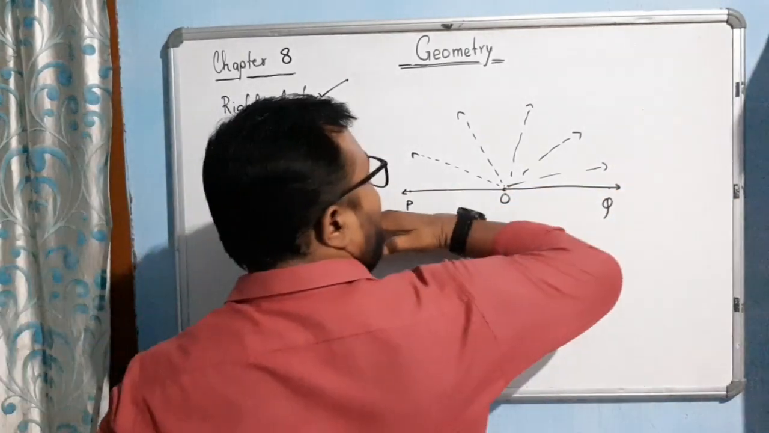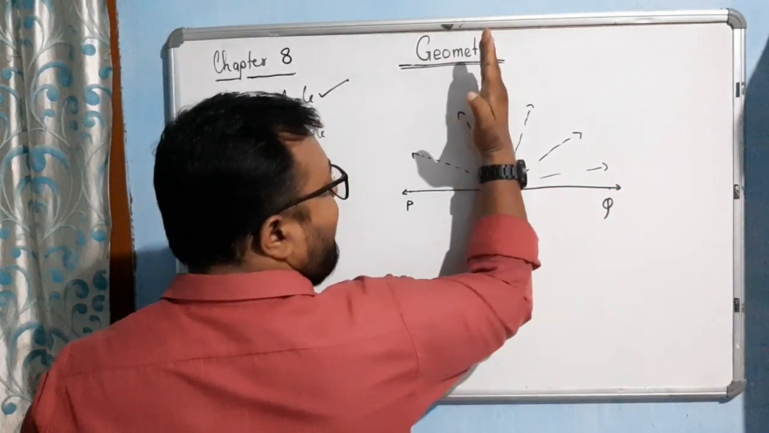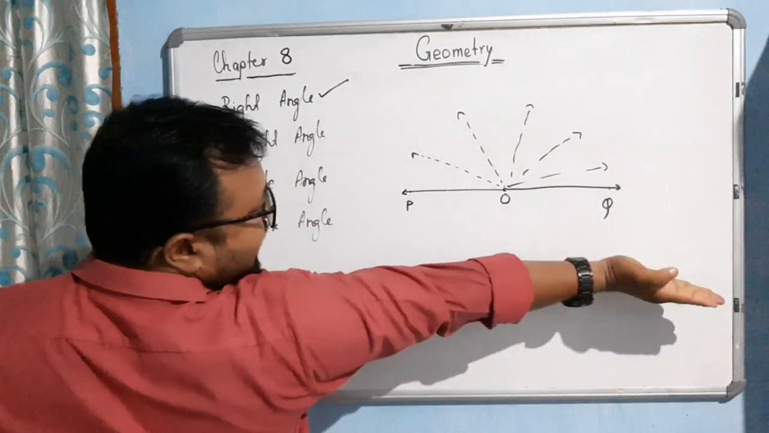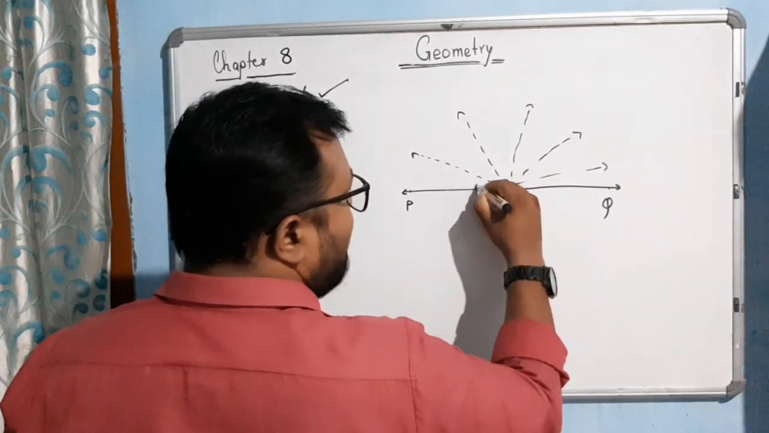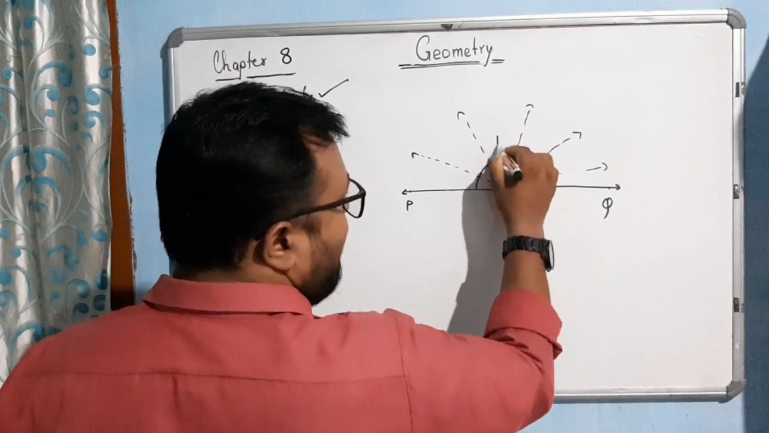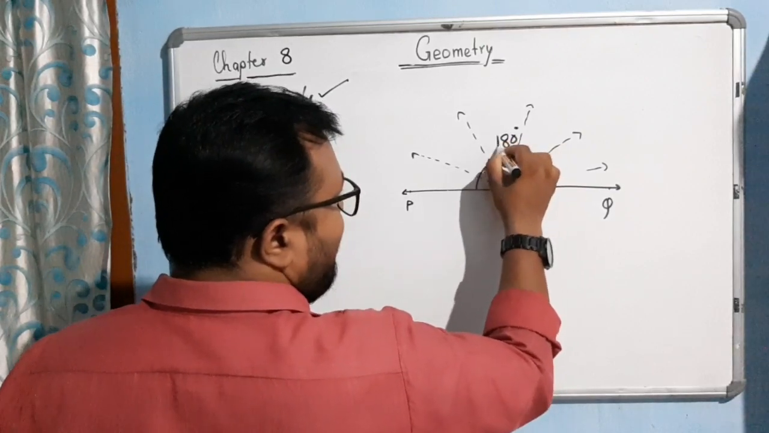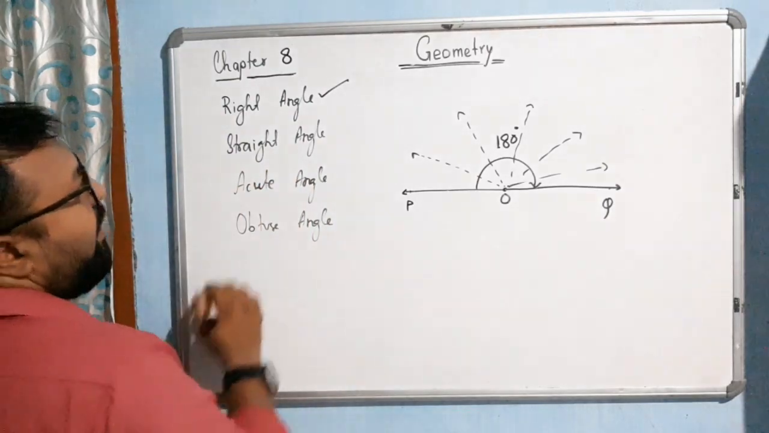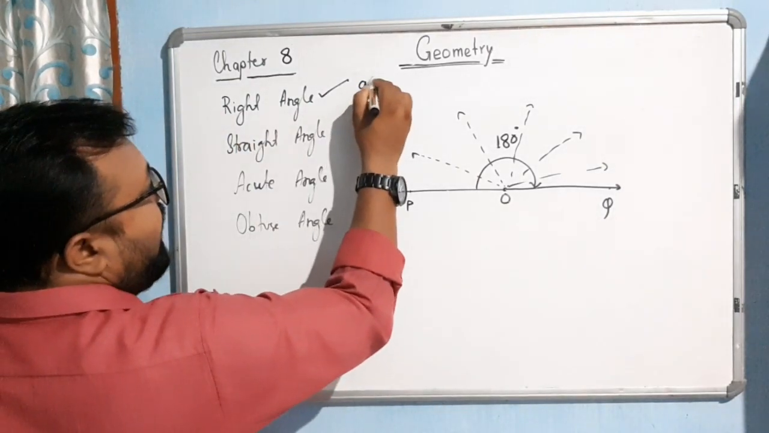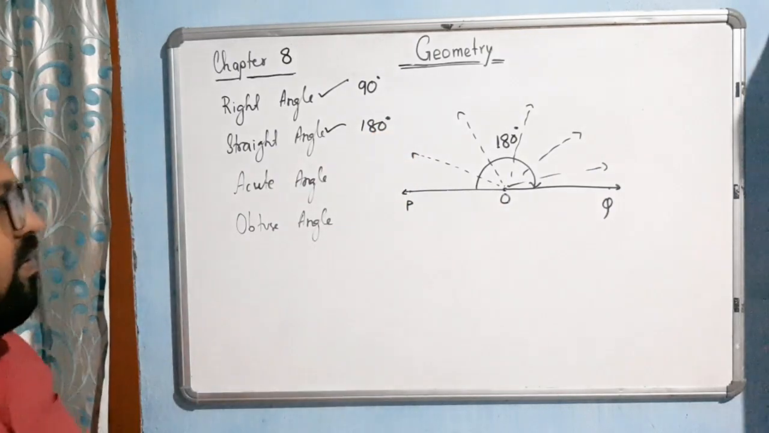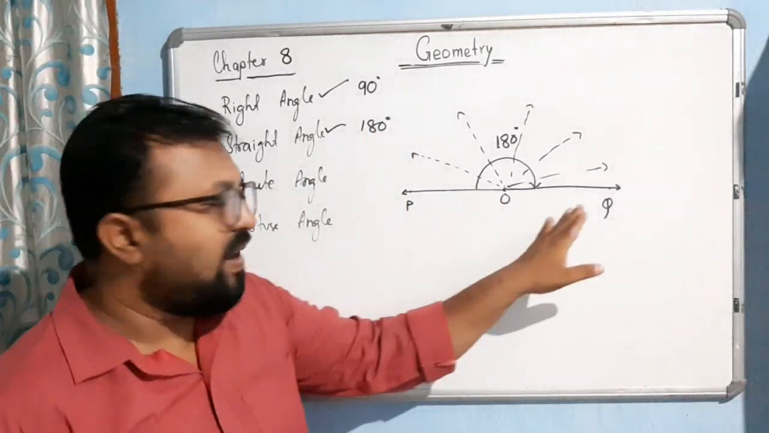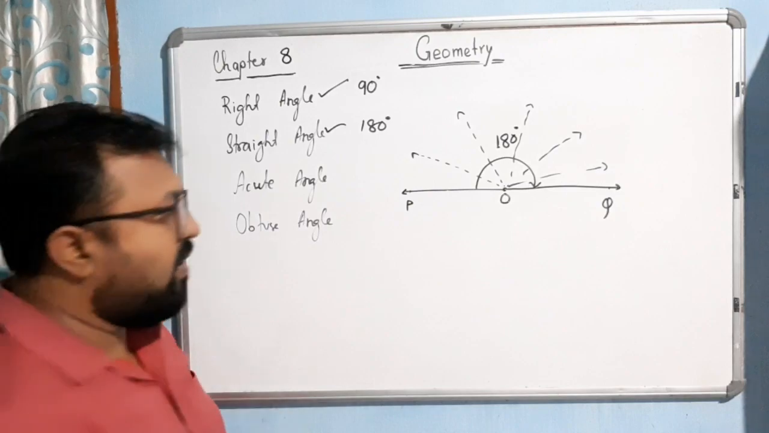So see, from here to here is 90 degree, another moves 90 degrees, so 90 plus 90 gives you 180 degree. So the measurement of this is how much? 180 degree. Then it forms a straight angle. In a right angle how much? You will get 90 degree. In a straight angle how much? 180 degree. Is that clear now? So this is known as what? Straight angle.